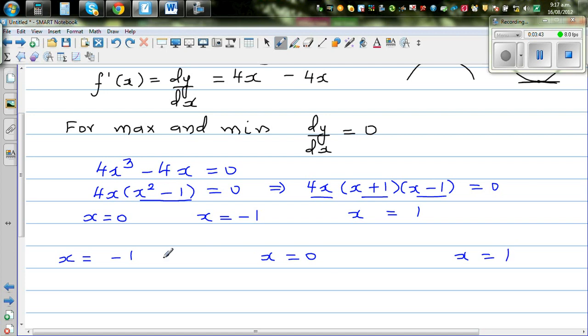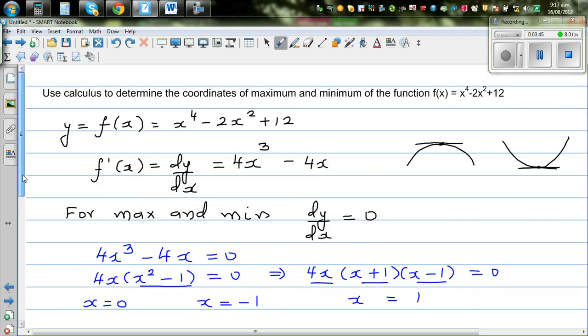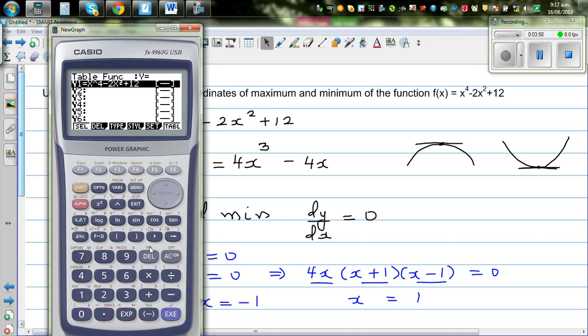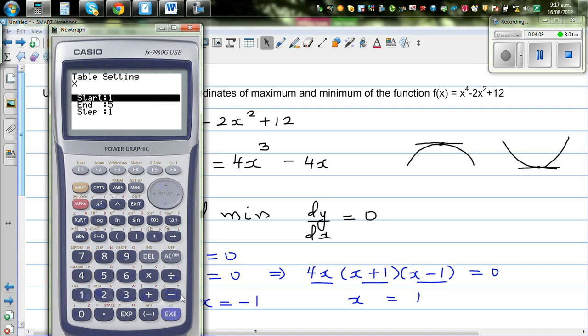So let's find the coordinates. If you put 0 into the function, let's use the calculator. Let's go to the calculator and table. You can do it without the calculator, but I'm a bit lazy now. So x raised to 4 minus 2x squared plus 12. I'll go from minus 1 to plus 1, with a step of 1, that's fine. So at minus 1, you've got 11, at 0, 12, at 1, 11.